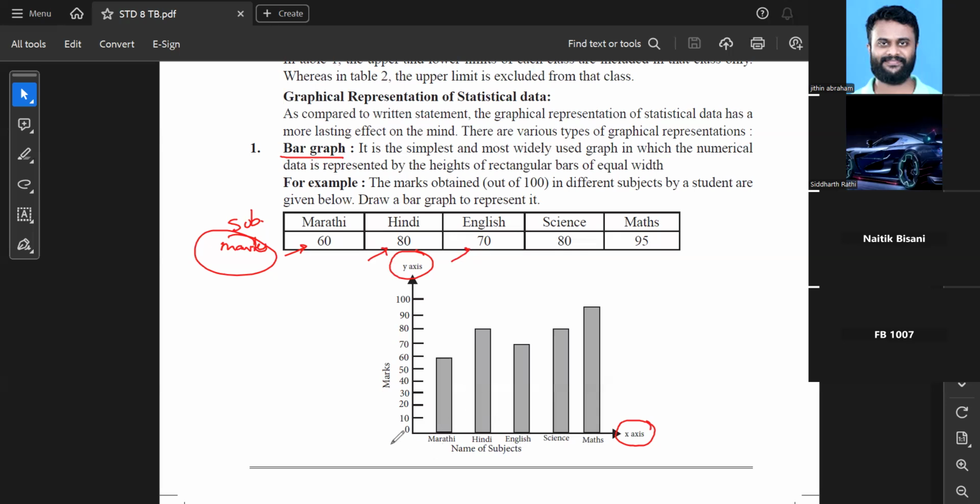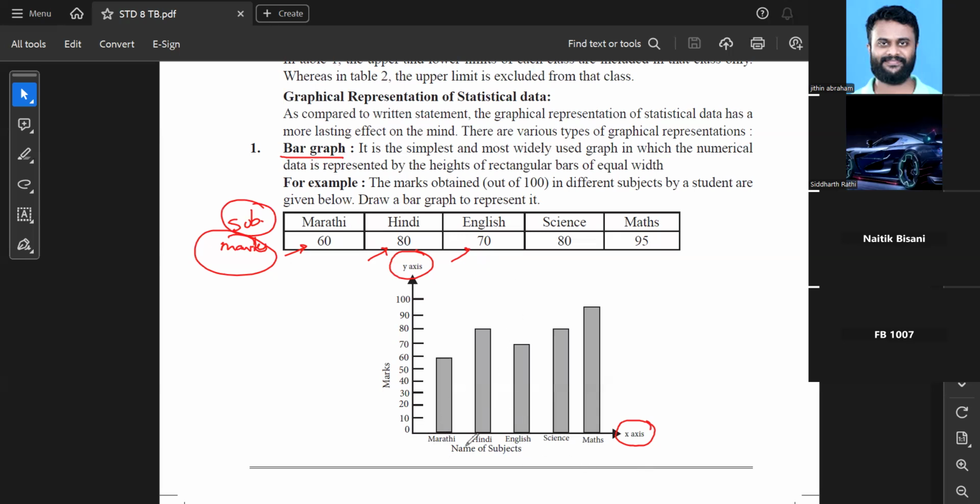Okay. And the other one, the other one we give in the x-axis. Like और किसका compare करना है? Subjects का compare करना है, वो x-axis में होगा. क्या compare करना है, वो y-axis में होगा. What to compare, that should be on the y-axis. Of which to compare, that should be on the x-axis.